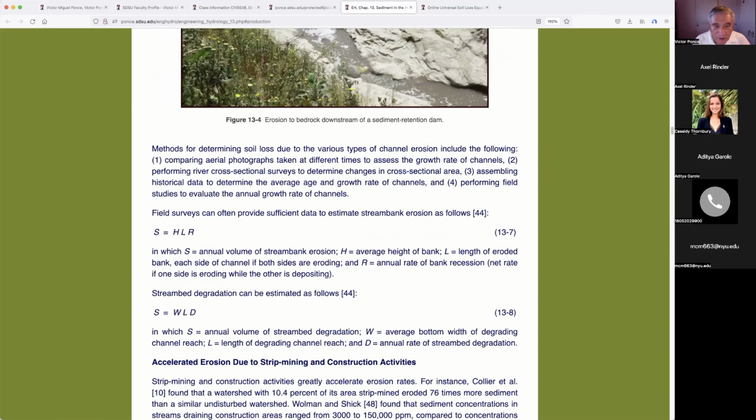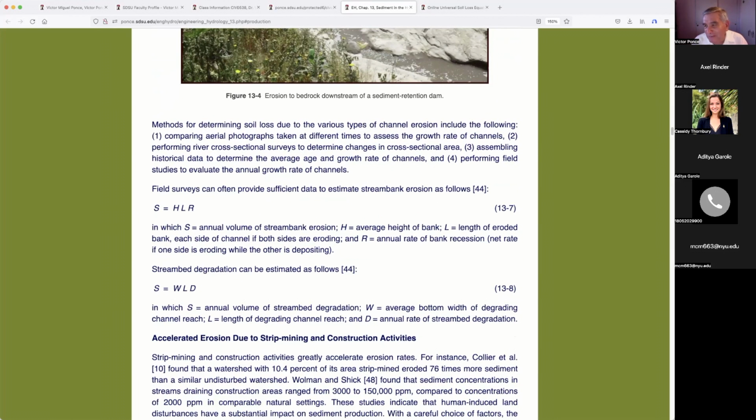Okay, methods for determining channel erosion. There's this formula 13.7, which is found in the manuals, but it is a very dumb formula. Why do I say that? Because it says that the sediment movement is equal to the height of the bank times the length of the eroded bank and the annual rate of bank recession. So those three give you a volume, for sure. If you can find those three numbers, you will be able to calculate the sediment that was eroded and generated out of the bank. But in order to get that data, it may be difficult.